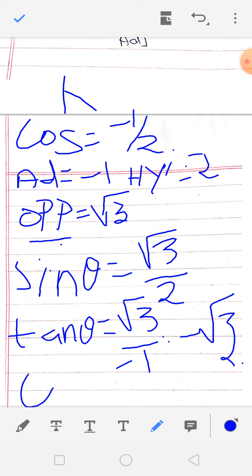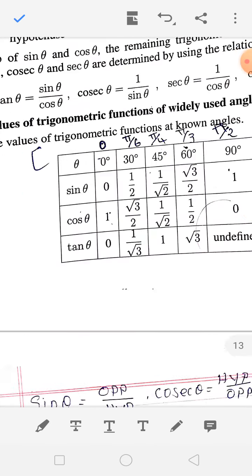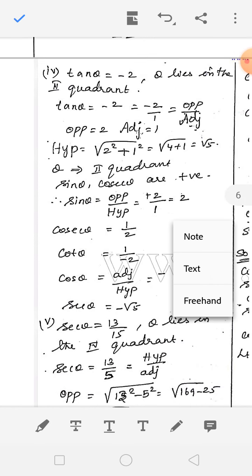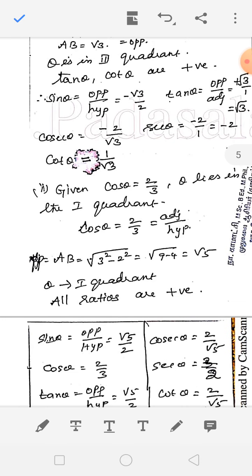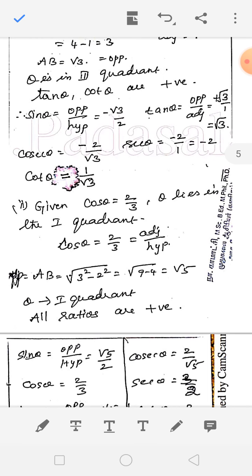So after that, cosecant theta is equal to the reciprocal of sin theta, so 2 by root 3. And then cot theta is equal to the reciprocal of tan theta, so minus 1 by root 3. And then secant theta is equal to the reciprocal of cos theta, so minus 2 by 1. That's it. So this is what we have to prove for this sum. Okay, simple one. So use the Pythagoras theorem and find the values.